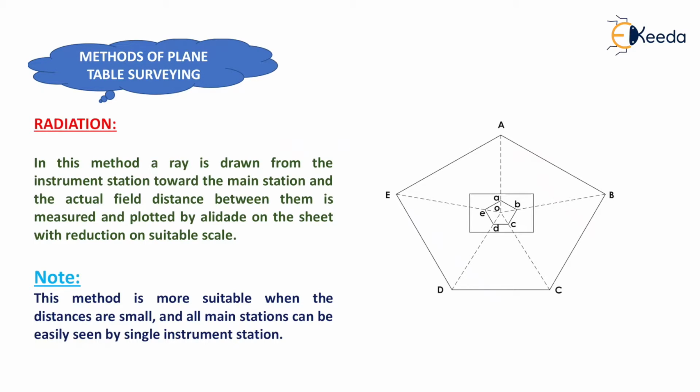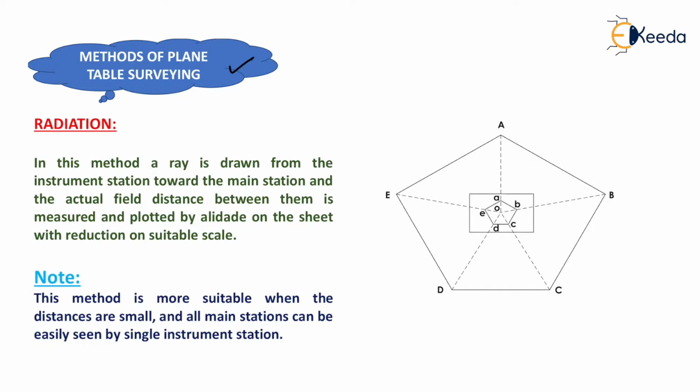Now, methods of plane table surveying. What are the methods by which we can do the plane table surveying? There are four types of method. First one is the radiation method. Next one is the intersection method. And these two methods are generally used for the plotting of stations. It means that the information about the station is already known. We have to plot that station in our sheet only.